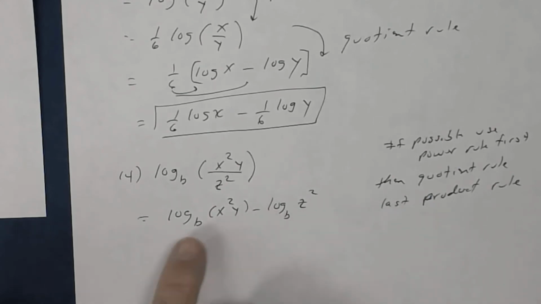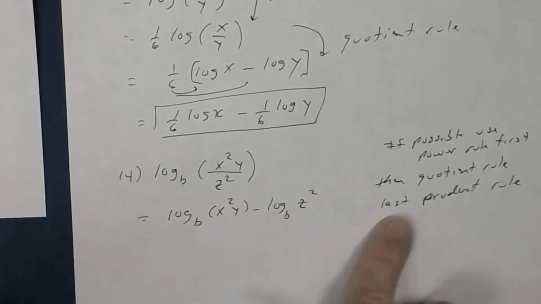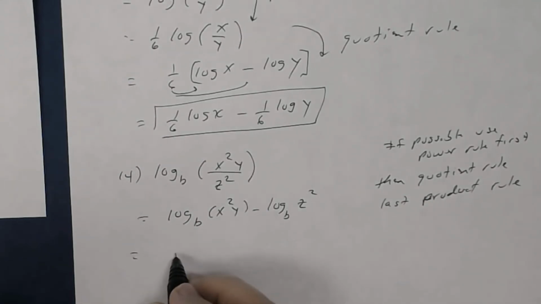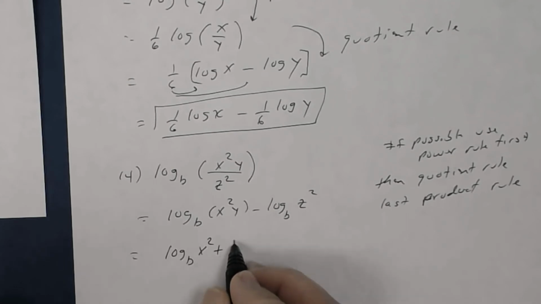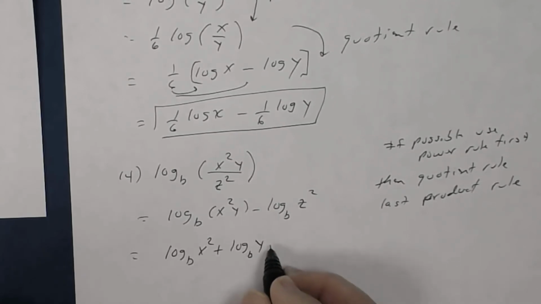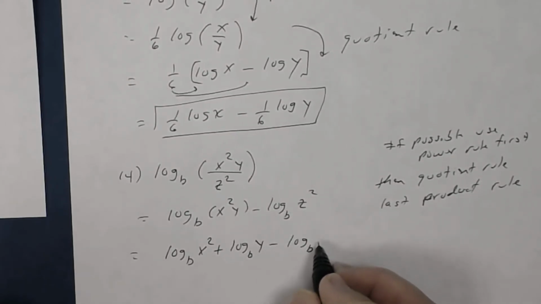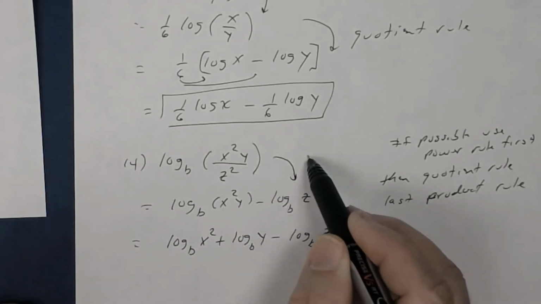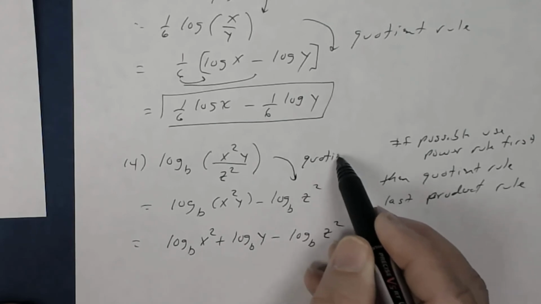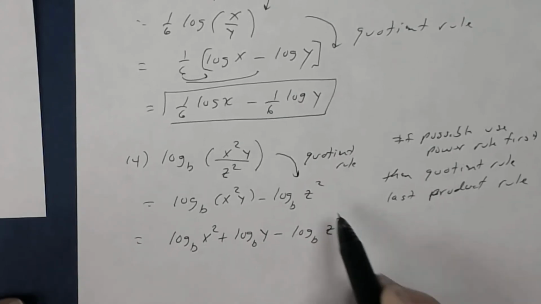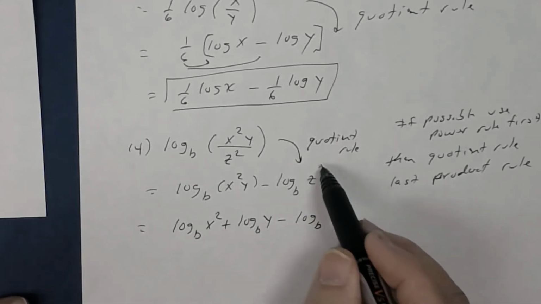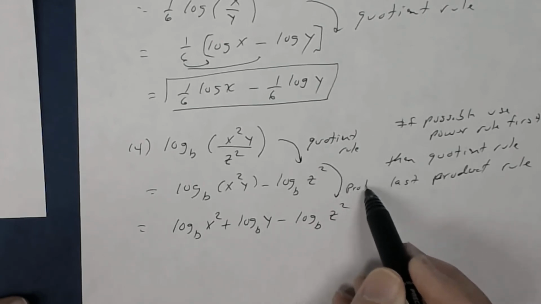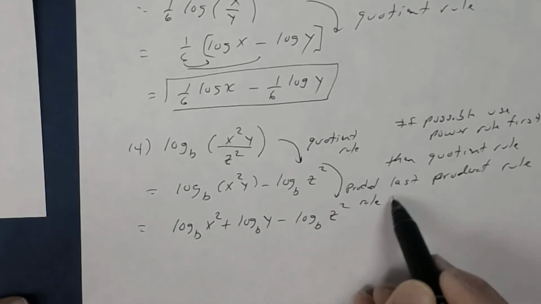Okay, now look at what you have. At this point, what are you going to do with this that I'm circling? You're going to use the product rule. All right, so let's use the product rule. So that becomes a log base b of x squared plus the log base b of y minus the log base b of z squared. Okay, so going from here to here, I used the quotient rule. And then going from here to here, I used the product rule.